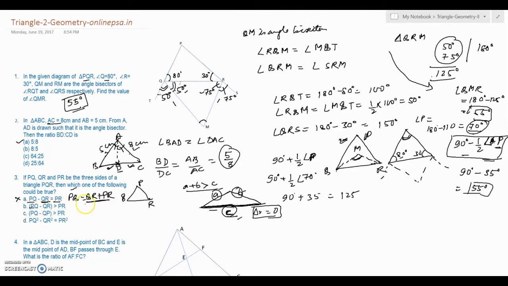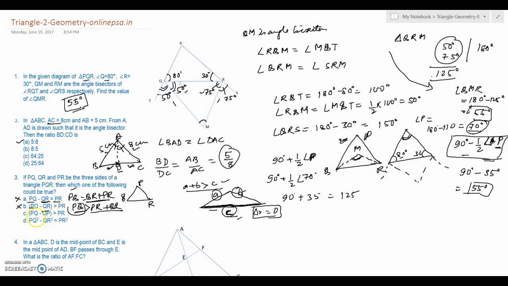How about the next one? The next one says PQ minus QR is greater than PR, which means PQ is greater than PR plus QR. We just rearrange the terms by taking QR to the right hand side. It says the sum of the two sides is less than the third side, which is not possible, as we learnt in the first option itself. So this also will not be the answer.